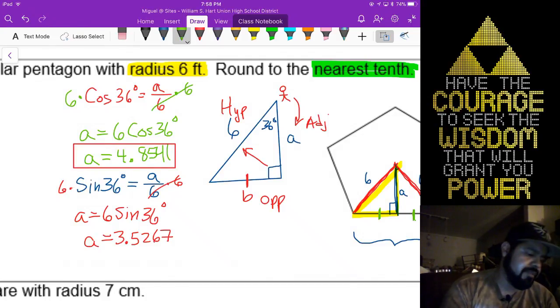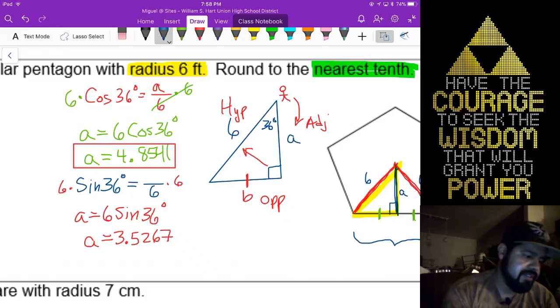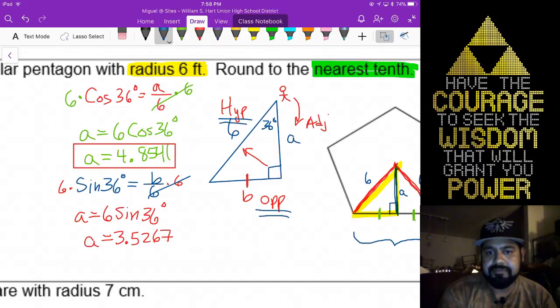So why did I put A? I meant to put B. You guys got to catch my mistakes a little quicker. We're using sine because it's the opposite over the hypotenuse.